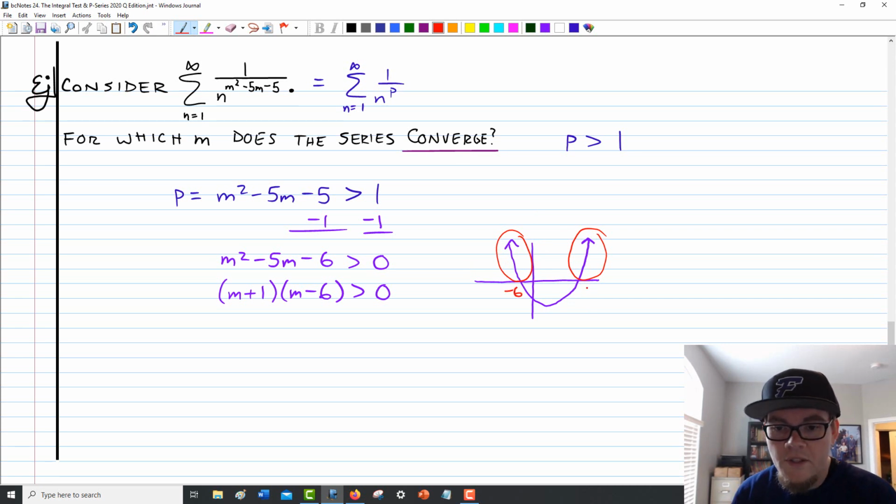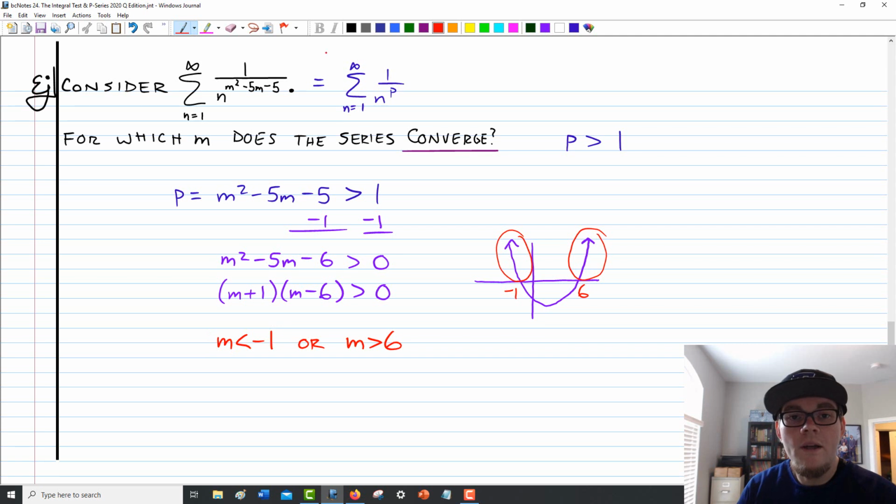And since those are -6 and, excuse me, I did it wrong already, -1 and 6, what that tells me is that the intervals for which we are positive, for which we have the p-value greater than 1, will be when m is less than -1 or when m is greater than 6. And having said that, that answers our question. The only thing that'd be left is to state it properly and as nicely as we possibly can.